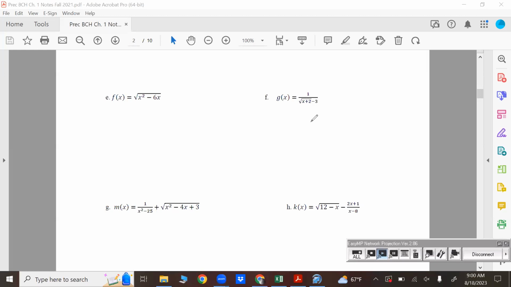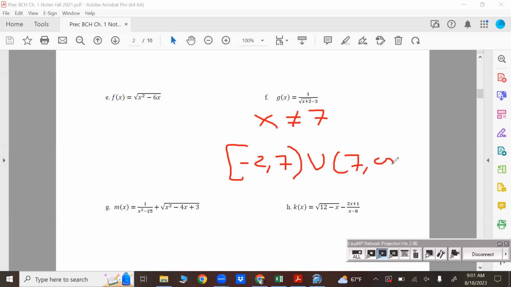Well, it's tricky. So the bottom can't be 0, so you can't include 7. We know that. 7's not cool. And also, it has to be bigger than -2, right? Because you can't have a negative beneath the radical. So before I look at the answer key, I think we're going to start at -2. We're going to go towards 7, but not include the 7, and then keep going on forever. Yep, that's it. We're okay with that? Yeah, good.